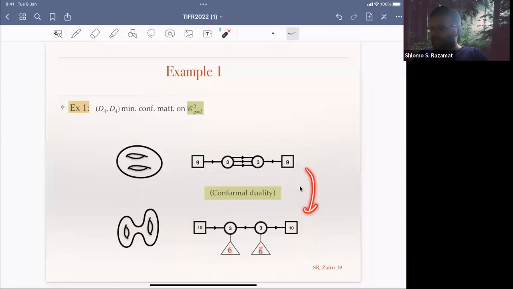These 2 theories have different matter content. There are fields here in a 6-dimensional representation, in a symmetric representation of the SU3 gauge groups. The number of fundamentals is different, but if this construction of cross-dimensional dualities is consistent, these 2 theories have to be the same.